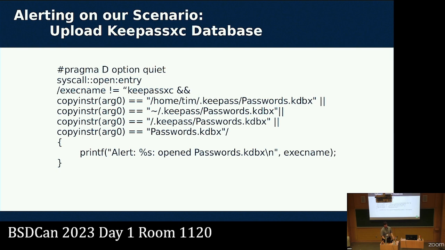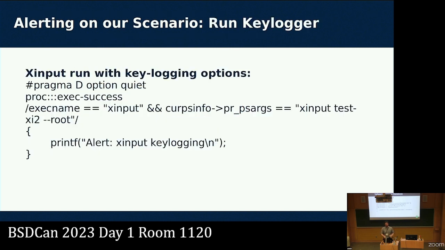All right. And uploading the KeePass database. So this alert prints out the name of any program that isn't KeePassXC and touches any of the four paths that might be the KeePassXC database file. I don't think there's much I can talk about. This one's not great either. If there's any other file on the system that is passwords.kdbx and it's opened with any other program, you're going to get an alert, but it's better than nothing.